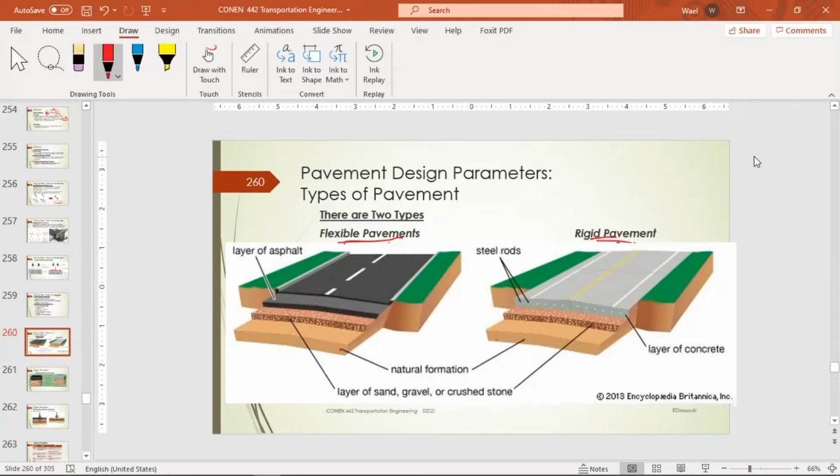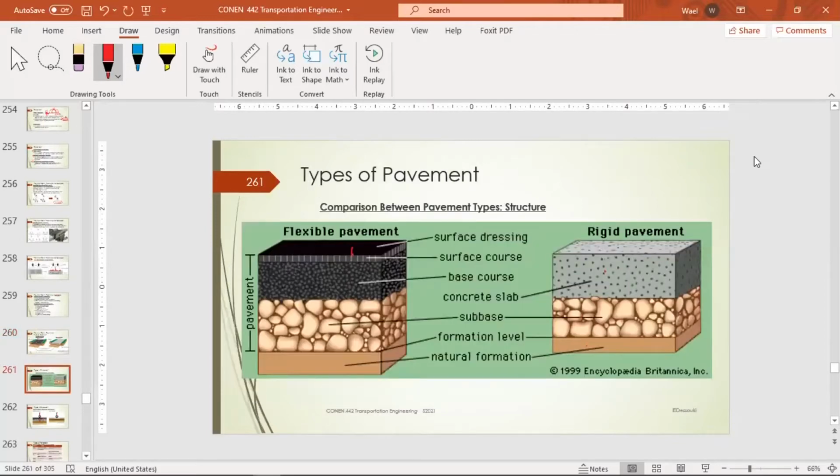In concrete, we have only the sub base layer and the concrete layer. The concrete layer is either reinforced or just plain concrete. What you see in this sketch, these are not reinforcement. These are connecting dowels, and we will explain it later. Any questions so far?